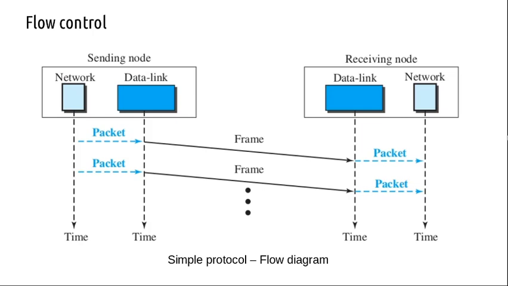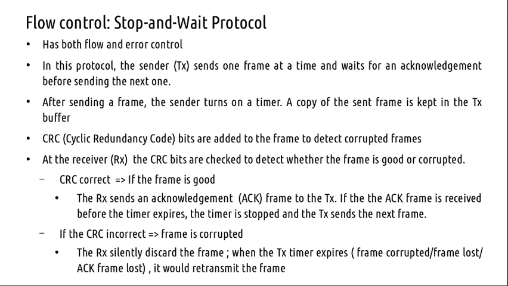In a practical case, frames may be lost. The receiver might have problems. It might be short of buffers, its data link layer might be slow, its processor might be slow, it might have a backlog. All those things are there. So to have a better way of dealing with this, you have the stop and wait protocol.